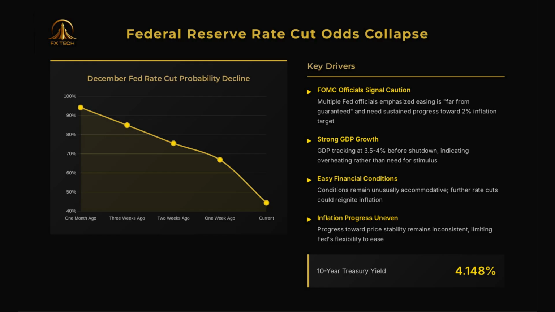Federal Reserve policy expectations underwent a dramatic transformation during this period. Market-implied odds of a rate cut in the next meeting collapsed from 94.2% just one month ago to only 44.4%. This stunning reversal reflects a series of hawkish signals from Fed officials. Multiple policymakers emphasized that rate cuts are far from guaranteed, pushing back against market expectations for aggressive easing. The shift occurred despite mixed economic data, suggesting the Fed is prioritizing inflation concerns over growth risks.